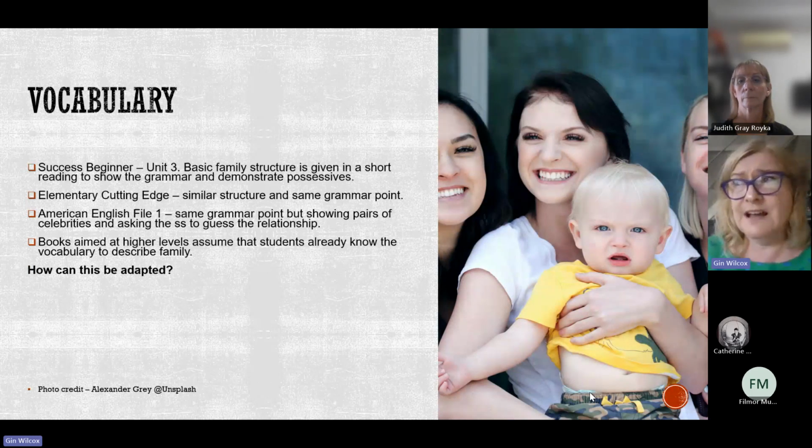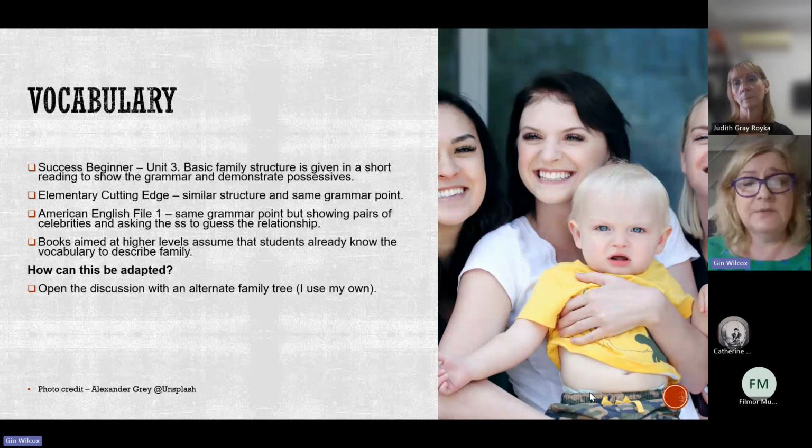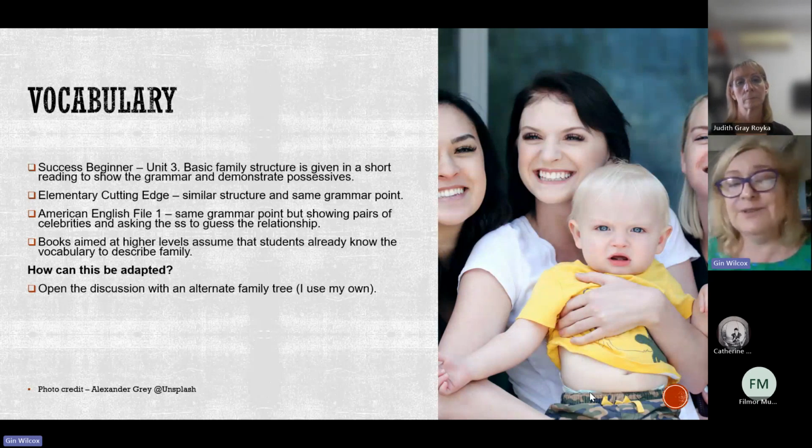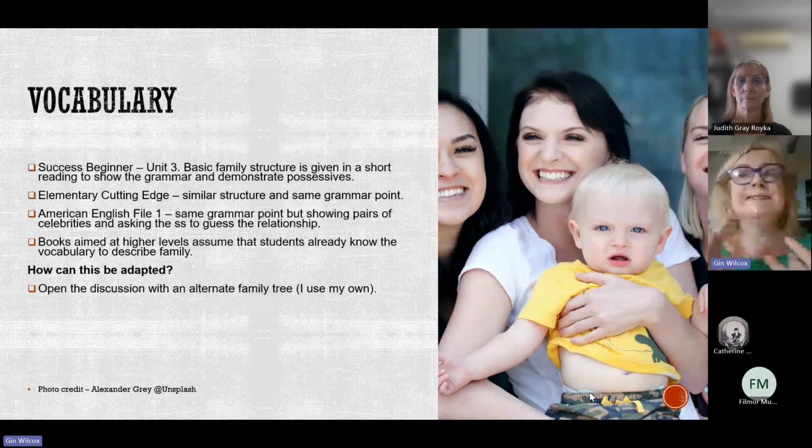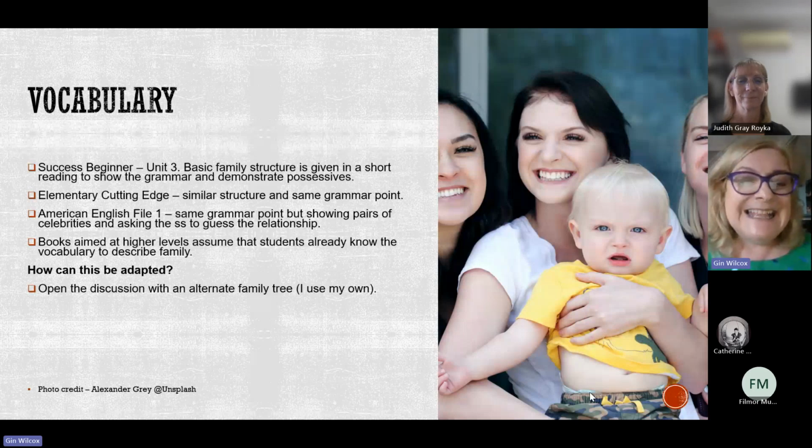Well, one of the ways that I have tried in class is I will open the discussion with an alternate family tree. I use my own family, complete with divorces, stepsisters, stepfather, and all the other sort of dysfunctional, I guess, bits of my family. And this has a mixed success rate.